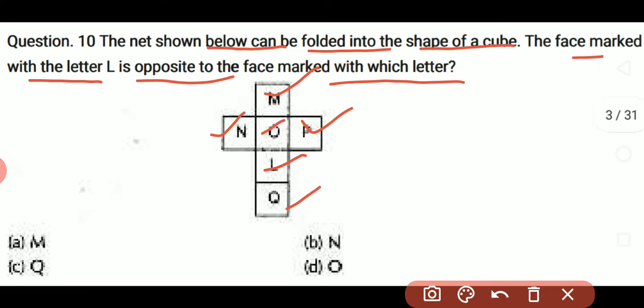So what will come opposite to L? When you fold it, M and L will be opposite, N and P will be opposite, O and Q will be opposite. So we have to find the opposite face of L. So that is M, right? So this is the answer.